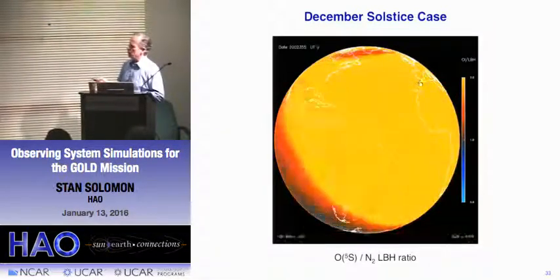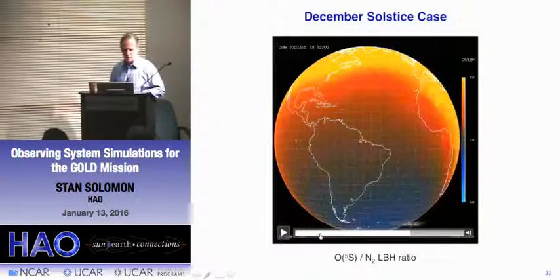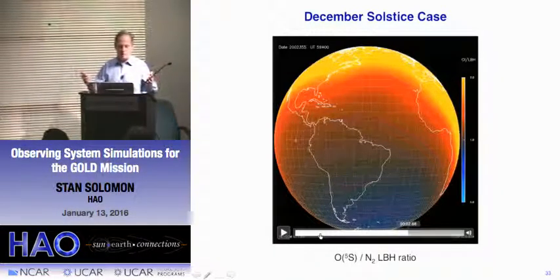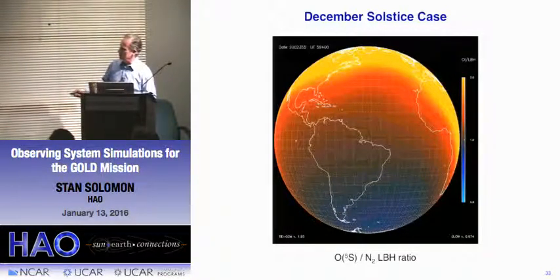Now, this big orange thing, that's just night. The interesting part comes actually during the day. At night, there's no LBH, so the ratio becomes infinite. So my color scale isn't very good here. But during the day, you can see this is a solstice case, so you have a big gradient, a lot more atomic oxygen in the winter hemisphere.